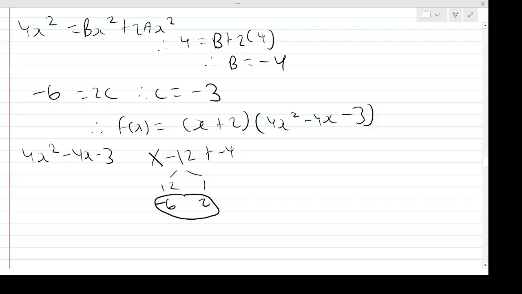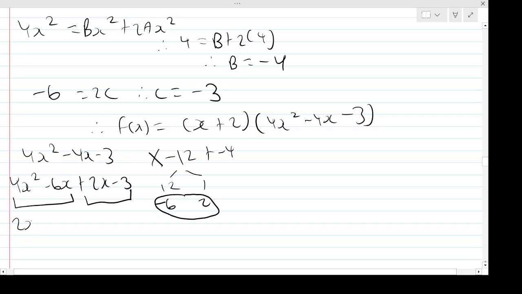So this splits up the minus 4x, because they have to add to get minus 4, to give 4x squared, take away 6x, plus 2x, take away 3. And then I factorise the first two parts and the last two. So I can factor out 2x, and then that'd be 2x minus 3. And then simply we got 2x minus 3 there. And so that's a common factor, 2x minus 3. And then I'm left with 2x minus 3, and then 2x plus 1.